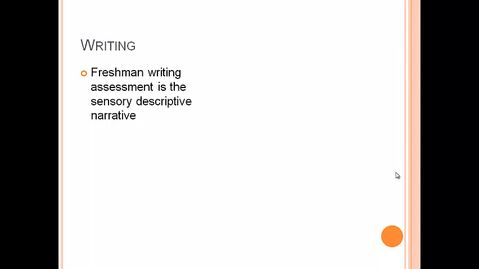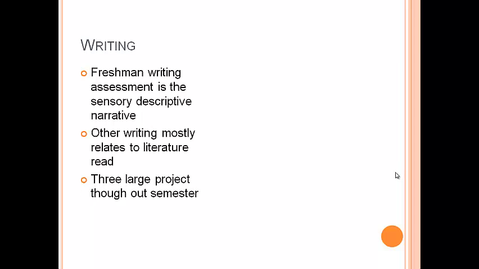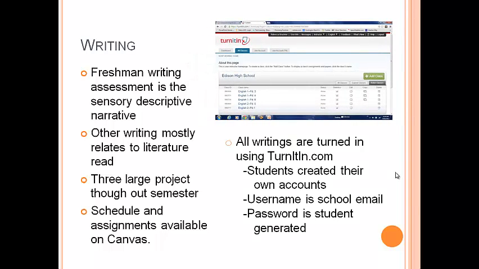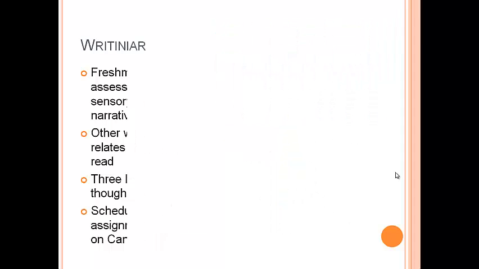The writing during the freshman year focuses on sensory descriptive narrative, and then the other writing will mostly relate to literature. We'll have 3 large projects throughout the semester. The schedule and assignments are available on Canvas, and all writing is turned in using turnitin.com. Students have already created their own accounts. Their username again is their email, and the password is student generated. They've created their own passwords.